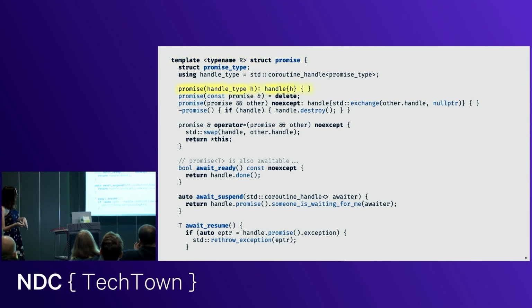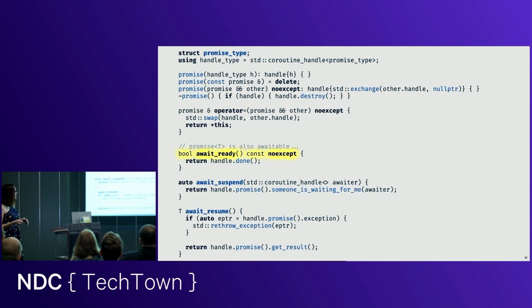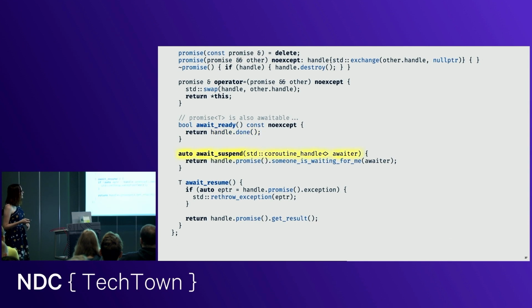So promise is similar to the function. There are some constructors from the handle type. You cannot copy it, but you can move it. And if it's there, you will destroy it. You can assign it. And the promise, like the co_curl promise, is awaitable on its own. So you can actually await on the promise itself. If it's ready, then we know that the underlying coroutine was finished. And if not, it will call await_suspend.